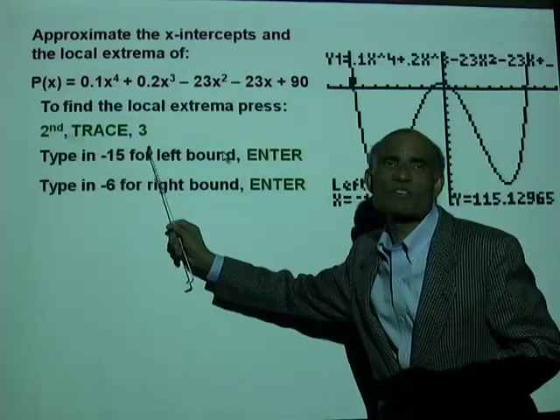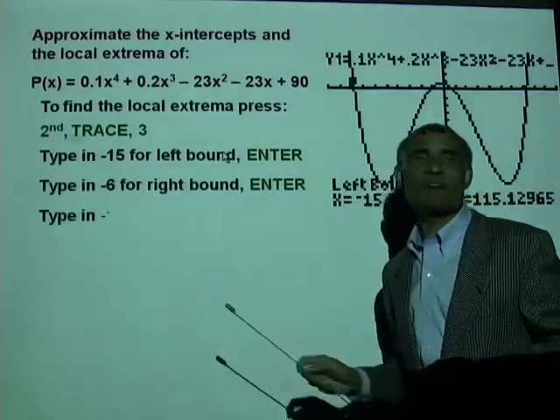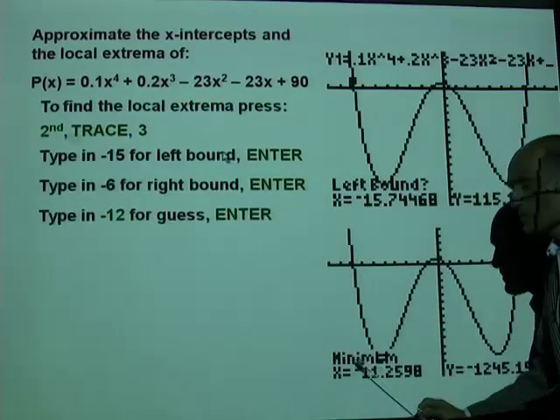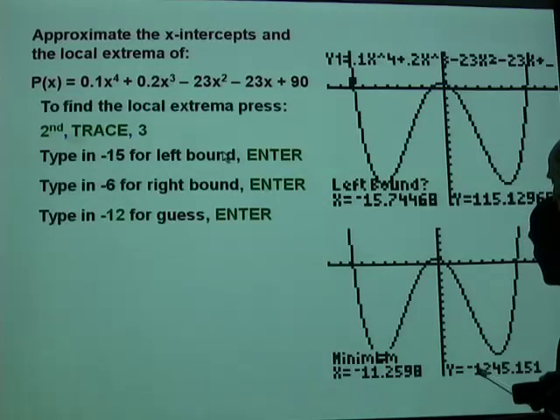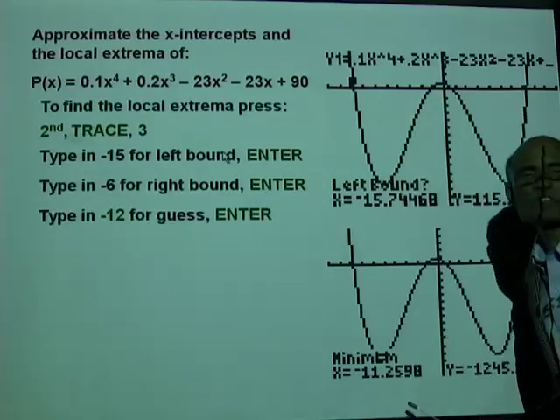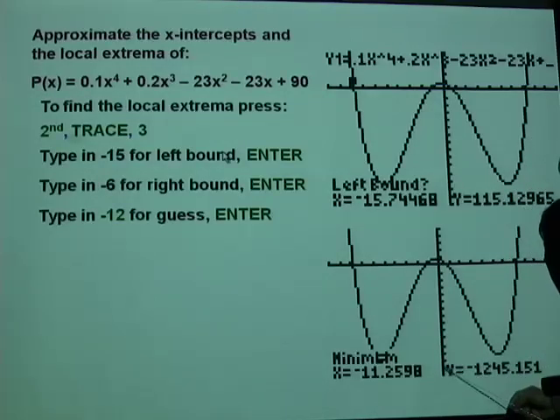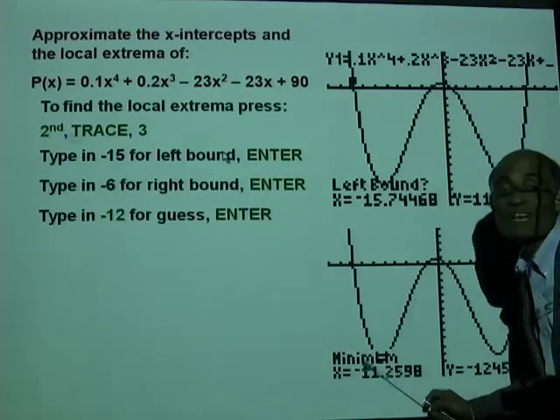Or I have given you some values. It's always good to play with the cursor rather than trying to guess these values. Alright? It will give you this. It says minimum, look at this, x equal to -11.259, y equal to -1245.15. Which of these is your minimum value? Remember, we are looking for the function value, the y value. So this is the minimum value, -1245.15, and the minimum occurs at this x value.